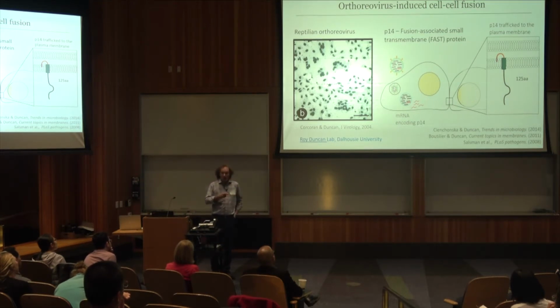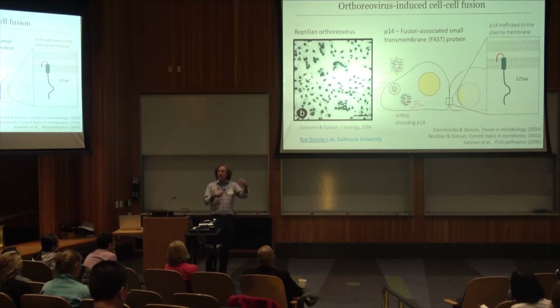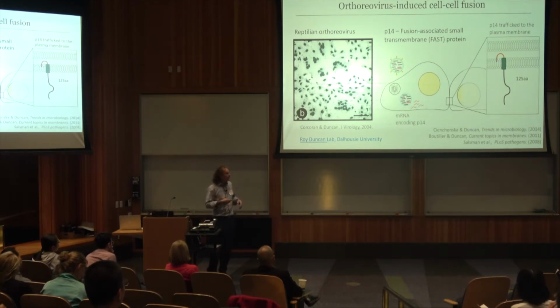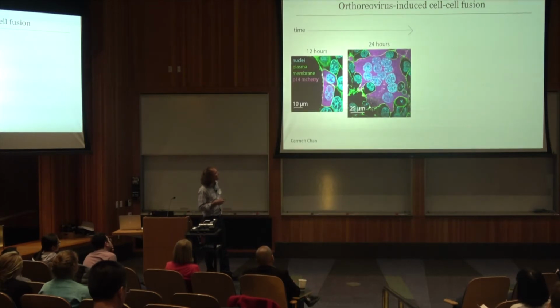And these are pretty interesting proteins because they are so small. In the case of P14, 125 amino acids, and yet expressing that protein in a cell will allow it to fuse with its neighboring cell. So somehow this really small protein with a really small ectodomain is able to do what normally much larger proteins are able to do. So small is powerful in this case.